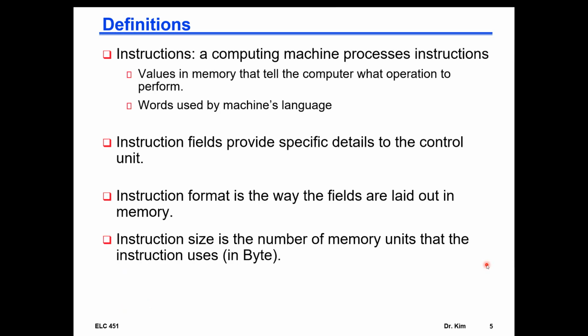So again, the instructions, those are what's in memory, okay? And they are in machine language. They are ones and zeros. Each instruction, just to summarize these definitions, has fields that provide the details of the control. And then the instruction format is the different ways that different fields are laid out within the instruction to provide that control.